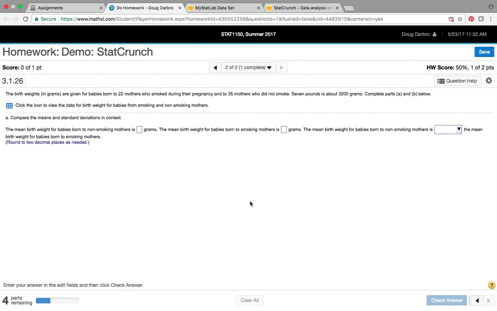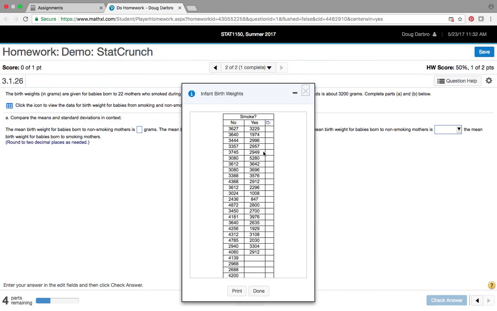Now we're going to go to the next. It says the birth weights in grams are given for babies born to 22 mothers who smoked, oh that's awful, during their pregnancy, and to 35 who did not smoke. 7 pounds is about 3,200 grams, complete parts A through D. So click the icon to view the data, and you can see that we've got smoke, and what I want to do is click this and open in StatCrunch.